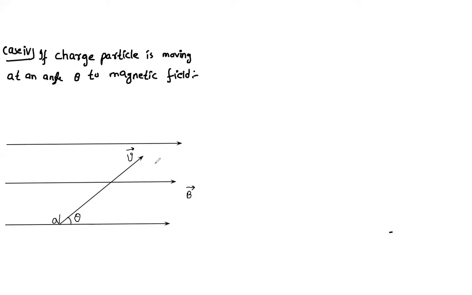Now to decide the path of the charged particle in this particular case, you can resolve this velocity into two parts. You can take one component, which is V cos theta. This component is parallel to the magnetic field. I call this V parallel. Then another component, which is V sin theta, is perpendicular to the magnetic field.